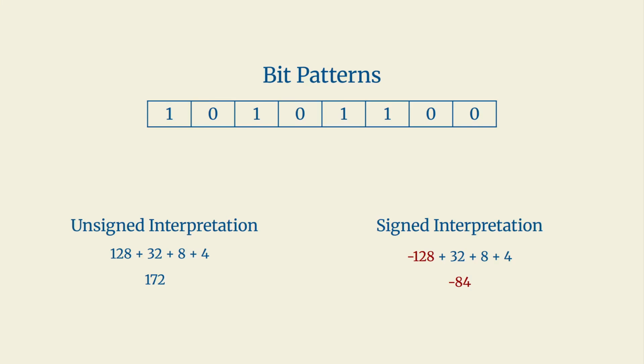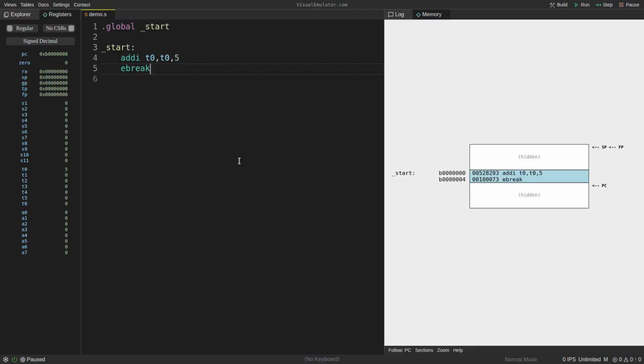However, since it is a little bit of a mouthful to say signed or unsigned interpretation of a bit pattern, when we describe a variable or register as containing a signed or unsigned value, what we really care about is the unsigned or signed interpretation of the bit pattern inside of that variable or register. Now that we are familiar with signed and unsigned numbers, we can explore how this impacts programming in assembly.